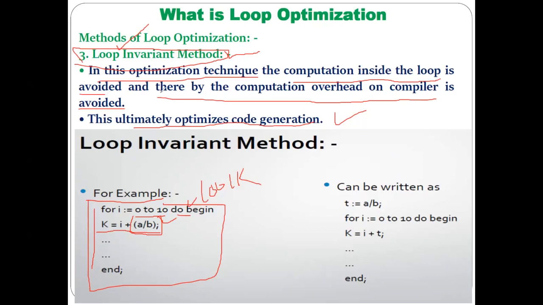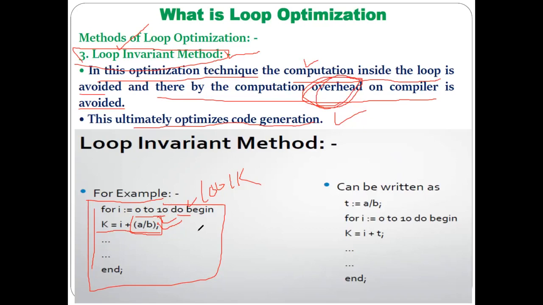The same thing is mentioned here. In this optimization technique, the computation inside the loop is avoided. It means the unnecessary computation inside the loop is avoided. And if you avoid this unnecessary computation inside the loop, the overhead on the compiler is reduced. Overhead in the sense of extra, unnecessary burden on the compiler getting reduced.